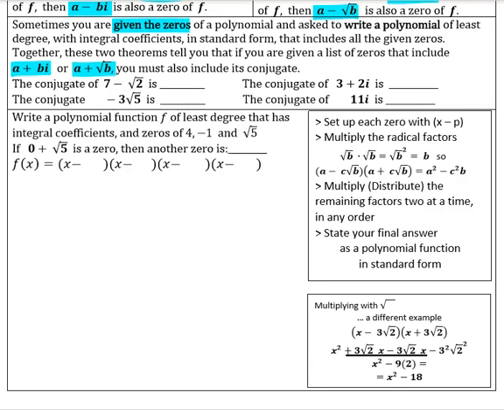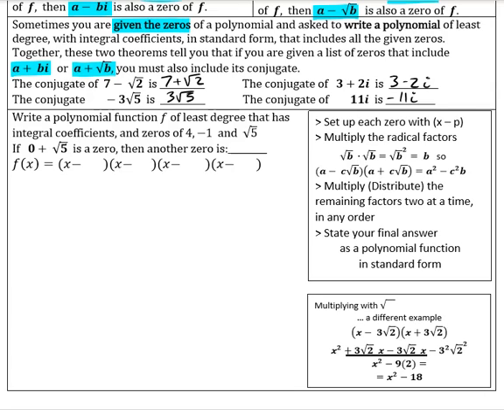So for example, the conjugate of 7 minus square root of 2 is 7 plus square root of 2. The conjugate of -3 radical 5 is a positive 3 radical 5. The conjugate of 3 plus 2i is 3 minus 2i. And the conjugate of 11i is a negative 11i. So if we're given something or missing a piece, that's where the piece is going to come from.